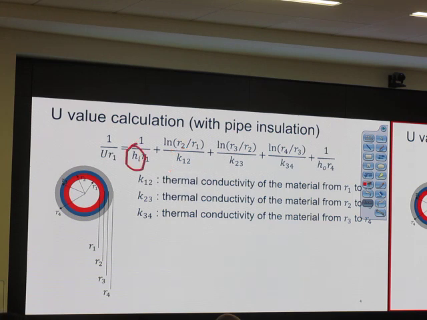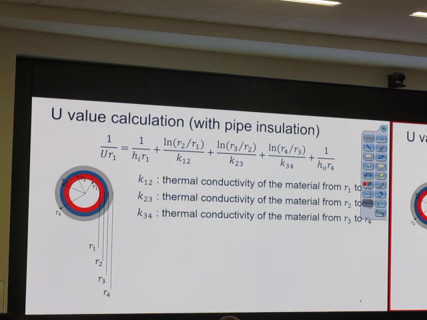H sub i over there is a heat transfer coefficient. It is not a fluid property. It is a flow property. If we flow fast, the H value becomes higher. If we flow slow, the H value becomes lower. That H value is a flow property. The way to calculate the H value comes from correlations. The correlation depends upon whether the flow is laminar or turbulent. If we have turbulent flow inside the pipe, we have one correlation. If we have turbulent flow outside the pipe, we have another correlation.